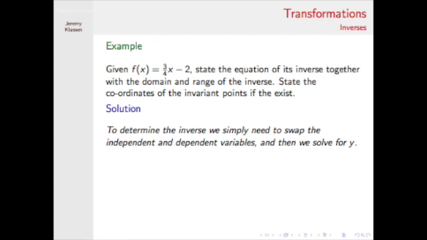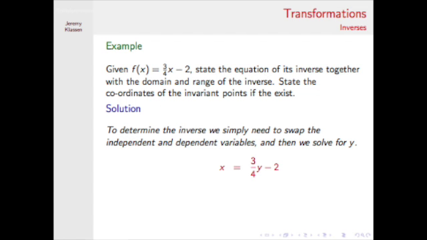Given that the function f of x is equal to 3/4 of x minus 2, state the equation of its inverse together with the domain and range of the inverse. State the coordinates of the invariant points if they exist. Okay, well, to determine the inverse, you simply need to swap the independent and dependent variables like we said before, and then we solve for y if we can.